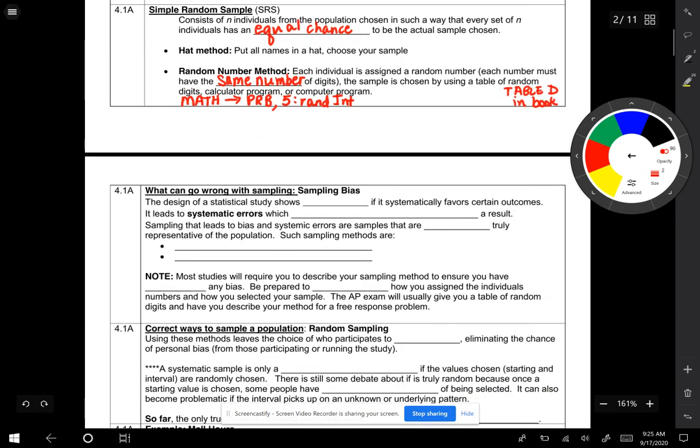Okay, what can go wrong with sampling? This is known as sampling bias. The design of a statistical study shows bias if it systematically favors certain outcomes. It leads to systematic errors, which will then overestimate or underestimate a result. And we'll talk more about what can go wrong in sampling later in this section.